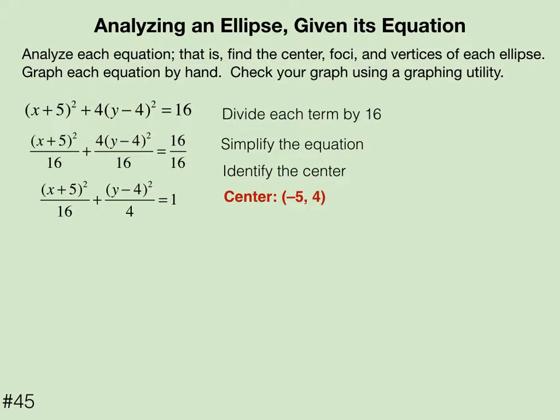Now let's identify our a and our b. a squared is 16, b squared is 4. Therefore, a is 4 and b is 2.